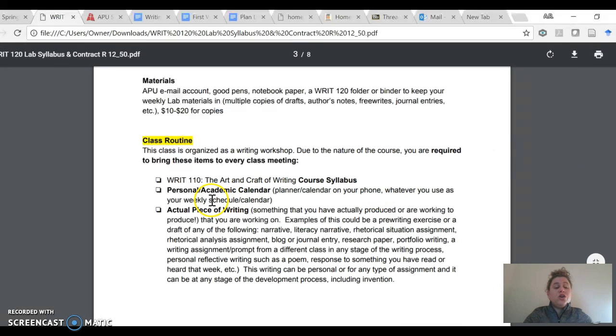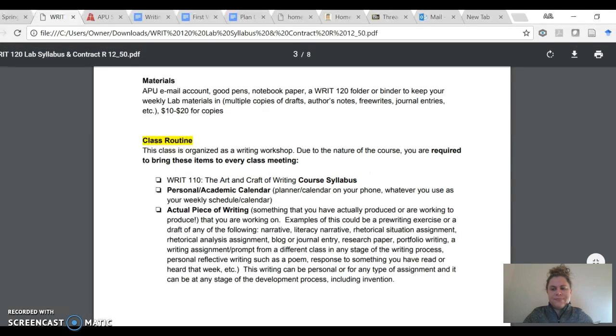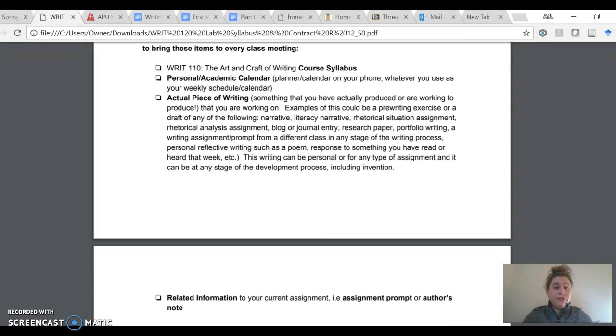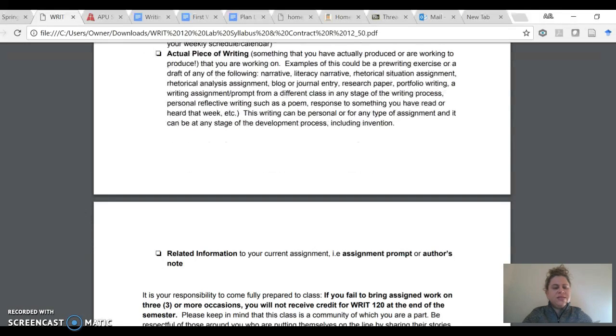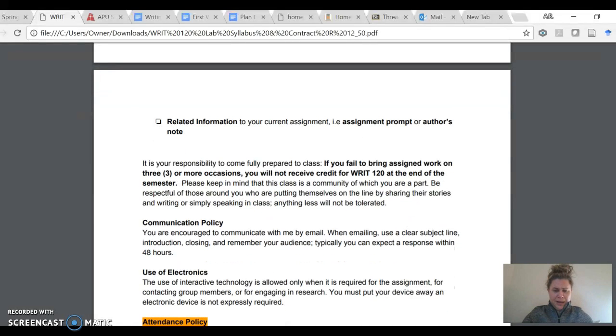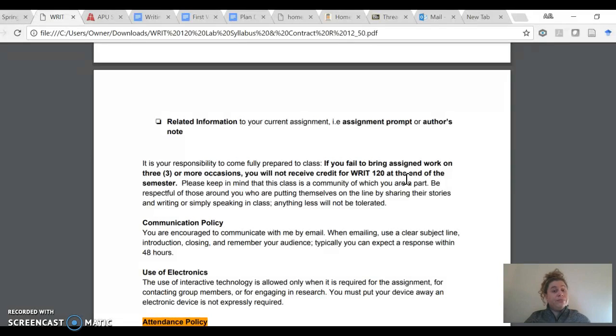So your 110 syllabus, your calendar, like that's just to say you should be writing all this stuff down, etc. An actual piece of writing from your 110, so whatever you're working on, no matter what stage it is in, and then anything related to that, like the prompt, because being prepared is such an essential component, I would say, of 120.